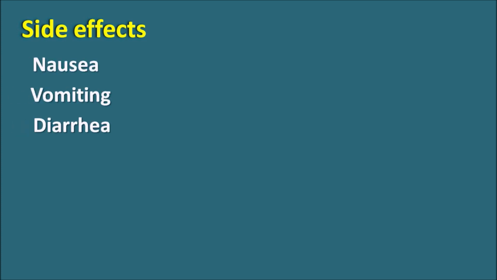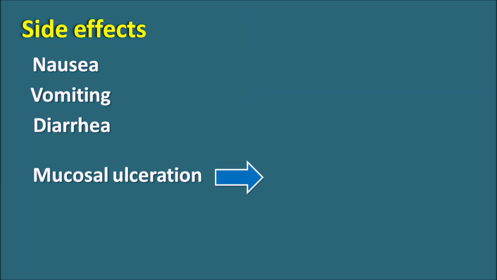Now let us see the side effects of the 5-fluorouracil. Just like the other anti-cancer agents, this drug produces nausea, vomiting, and diarrhea. All these are the gastrointestinal side effects observed with the 5-fluorouracil. And it can also produce some mucosal ulceration. Particularly, it can affect the oral mucosa as well as the gastric mucosa. So, oral toxicity can be produced by 5-fluorouracil.